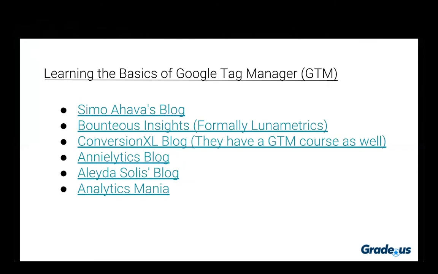Bounteous was originally called Lunametrics. They are an organization that basically does a ton of analytics as well. So they have recipes. Conversion Excel is another resource that does a lot of data analytics and courses. They constantly put out really interesting blog articles with ideas for implementation and creative ways to use it.